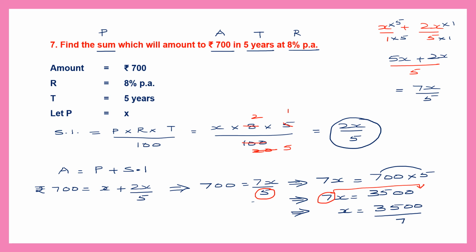Now let's cancel this. 7 ones are 7, 7 fives are 35 and add the two zeros. So that's 500. So we have found the value of x to be 500. And what is x? We said right at the beginning, let P be x. That is the principal or the sum. So we have found the sum to be rupees 500. So this is our answer. You have to do it very carefully and then follow the linear equation method to get the value of x.